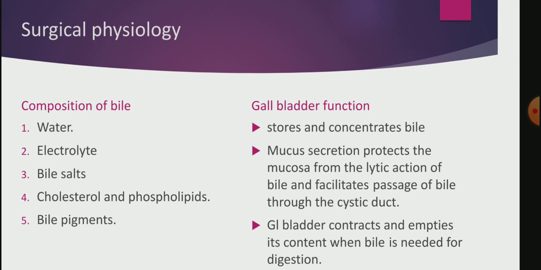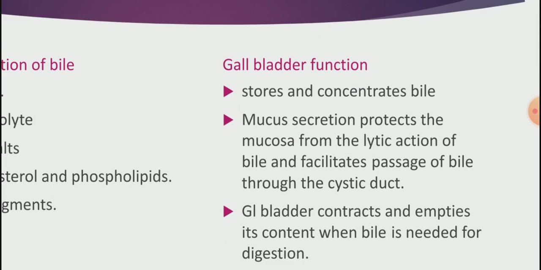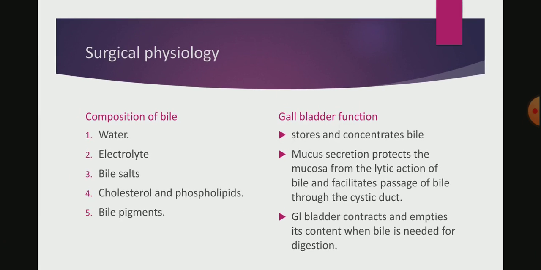Composition of bile: water, electrolytes, bile salts, cholesterol and phospholipids, and bile pigments. Gallbladder function is storage of the concentrated bile, mucus secretion to protect the mucosa from the lytic action of the bile, and the gallbladder contracts and empties its content when the bile is needed for digestion.